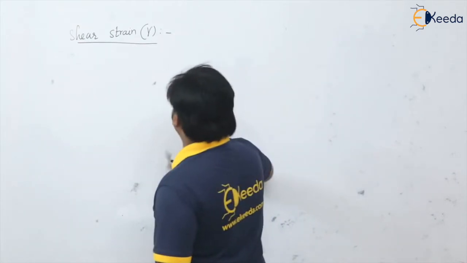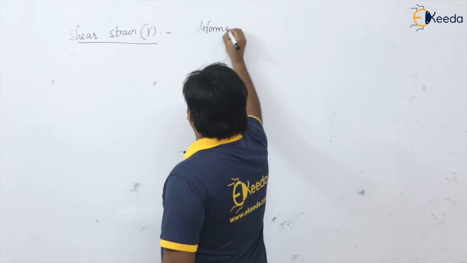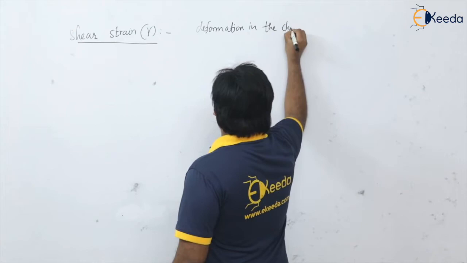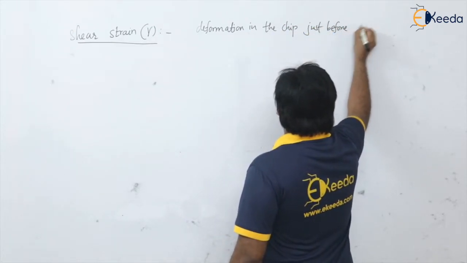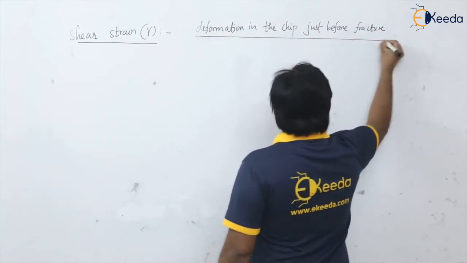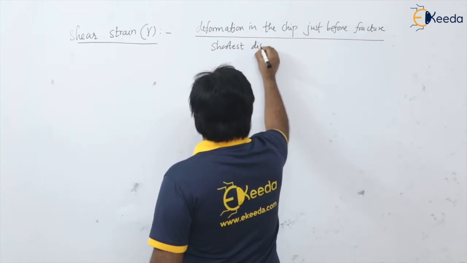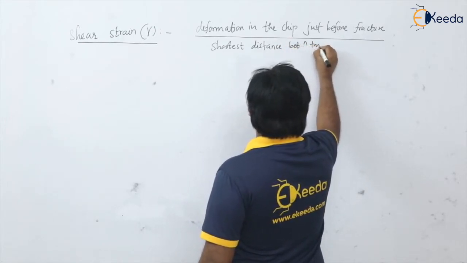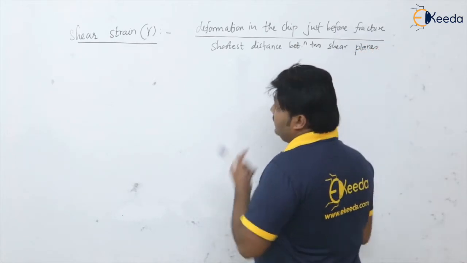How to define this shear strain? Gamma is nothing but the deformation in the chip just before fracture divided by the shortest distance between two shear planes. This is the shear strain.